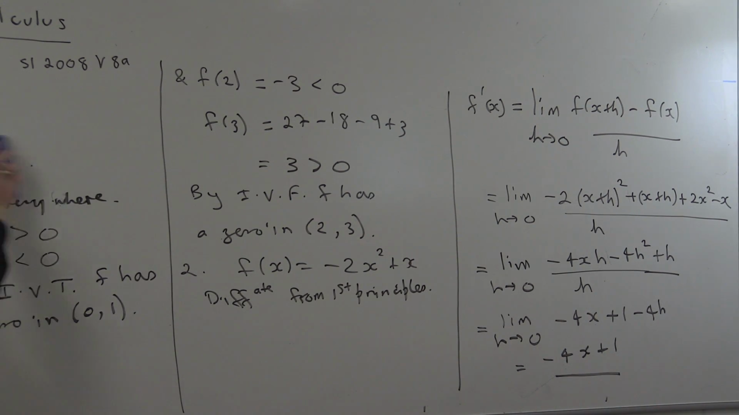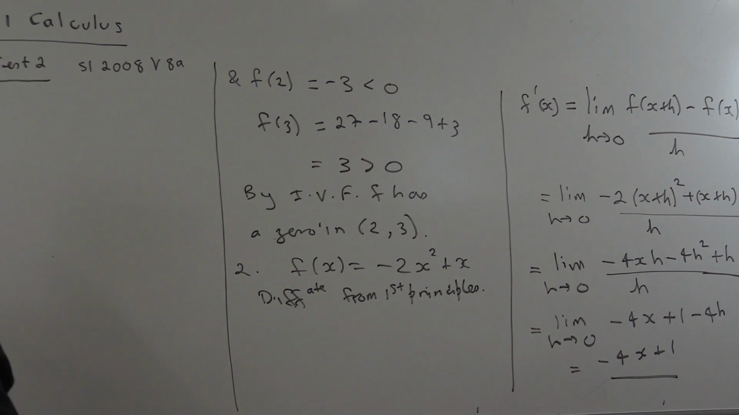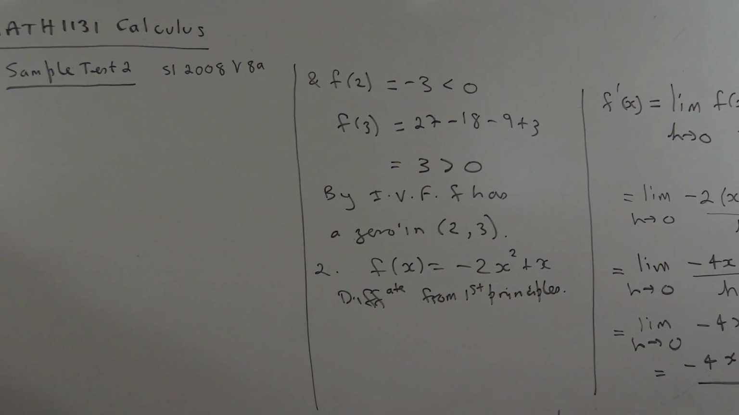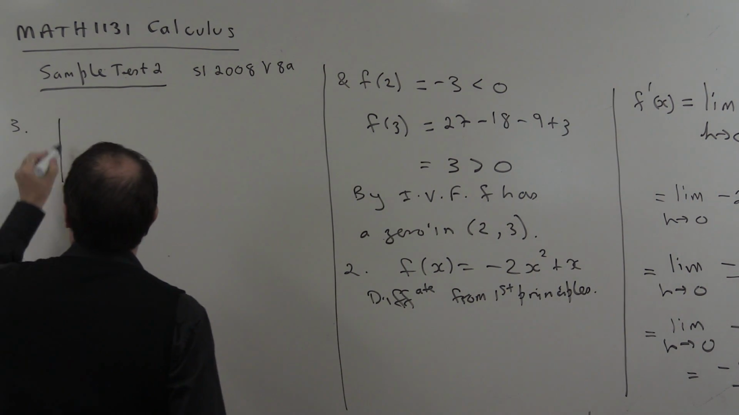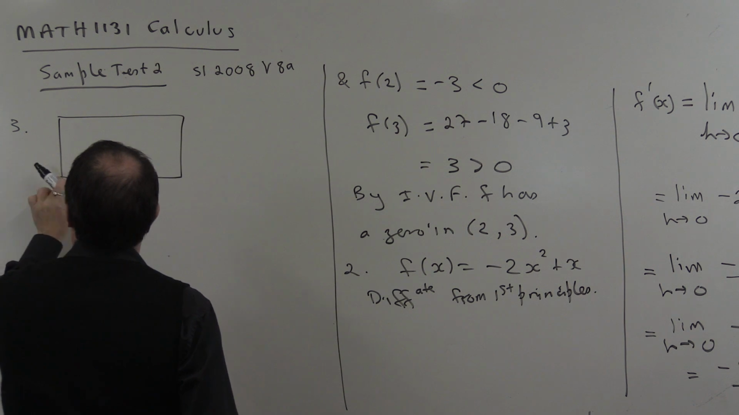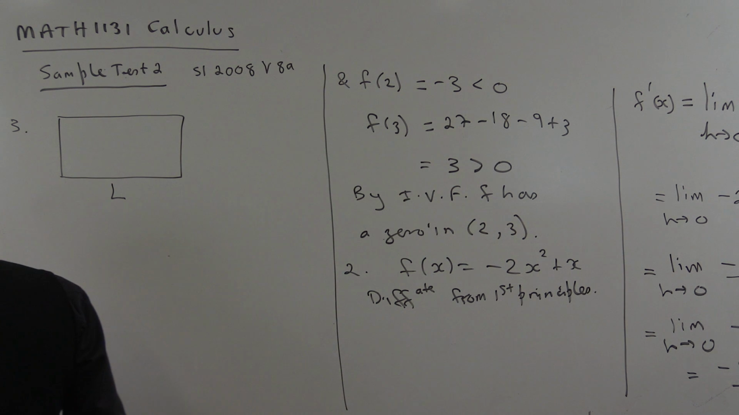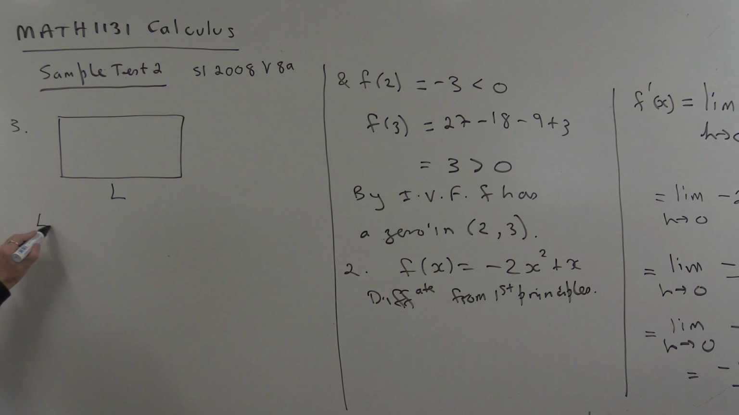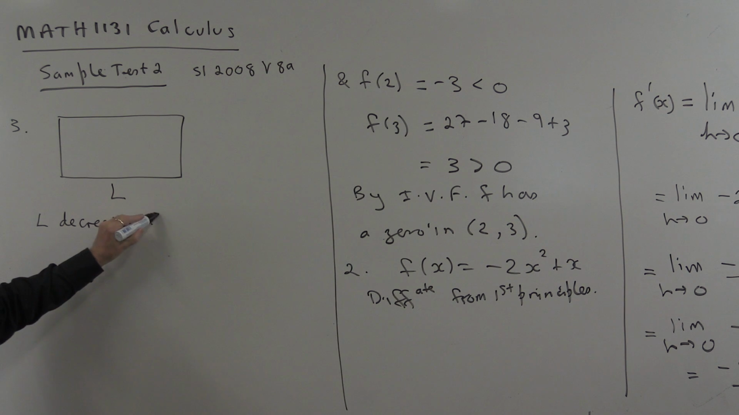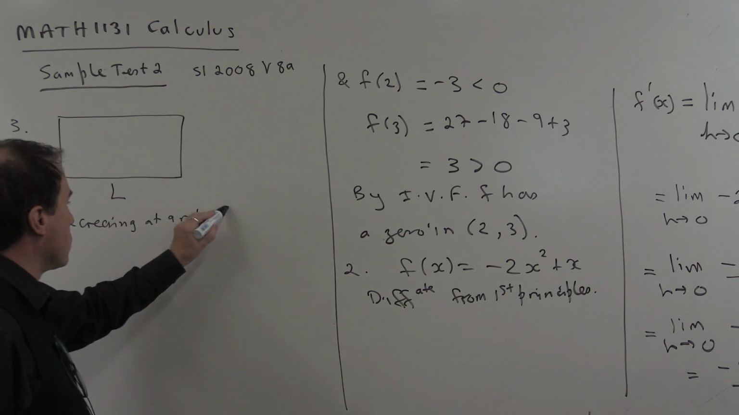For the third question, this is a rates of change type question. And in this question, we're given a rectangle. Again, I won't write it all up. I'll just summarise it as we go. So we have a rectangle, and it's got a length L. And we're given that the length is decreasing at a rate of 2 centimetres per second. So the length is decreasing at a rate of 2 centimetres per second.